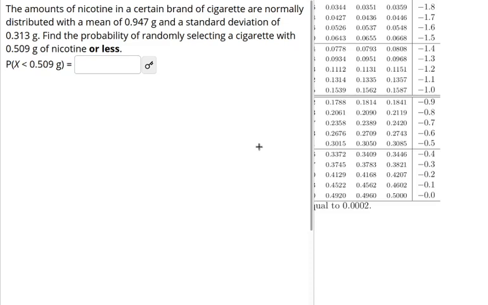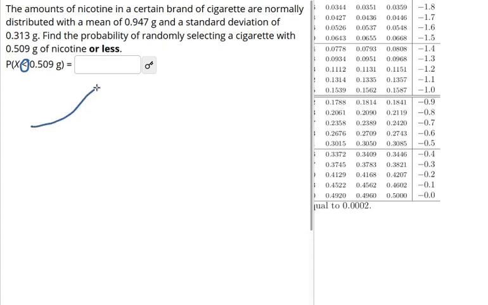The amounts of nicotine in a certain brand of cigarette are normally distributed with a mean of 0.947 grams and a standard deviation of 0.313 grams. We're going to find the probability of randomly selecting a cigarette with 0.509 grams of nicotine or less. Whenever you see the words "or less," or you are asked to find the probability with the less than symbol, that means we want the probability to the left of that amount.